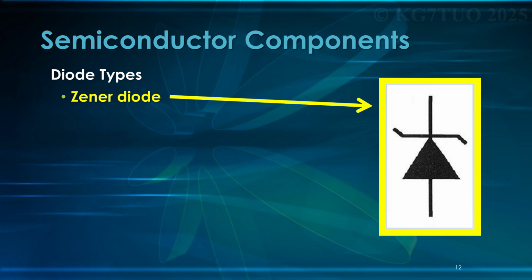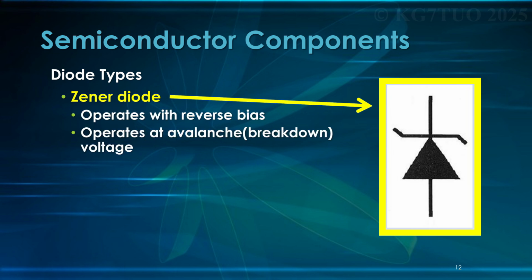Now, that one's yellow. Zener diode. Got those nice sharp angles. It's kind of like a backwards Z, isn't it? Or if you turn it to the correct, let's see, doesn't matter which way you turn. And this guy is the basis for every voltage regulator in every radio. So Zener diode operates with reverse bias at avalanche or breakdown voltage. So avalanche or breakdown voltage.